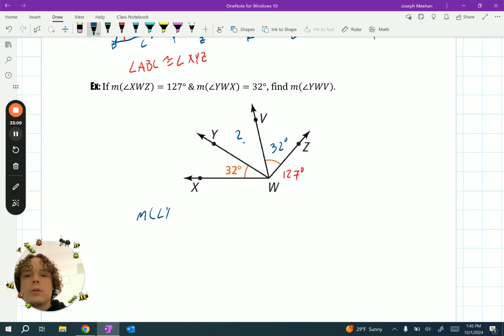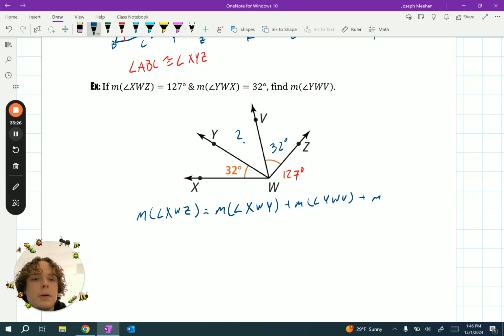We could say the measure of angle XWZ, which is the largest angle, is going to equal the sum of the measure of angle XWY plus the measure of angle YWV plus the measure of angle VWZ. So all I said is the larger angle equals the sum of all 3 of the smaller angles. And if I wanted to plug in those values, we totally could. XWZ is 127 degrees, it told us.